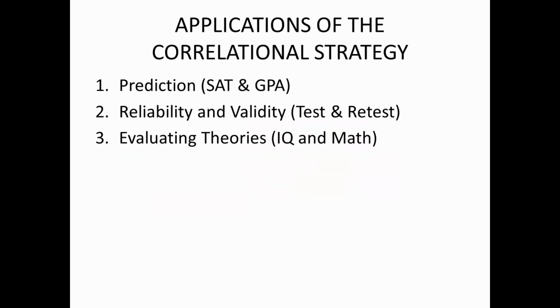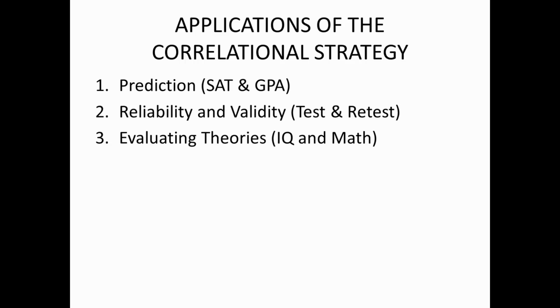Correlational research is used very frequently in education and has several applications. One main application is in prediction, one is for reliability and validity studies, and one is for evaluating theories. For example, you want to calculate the correlation between SAT and college GPA, and you want to be able to predict the student's success based on their SAT score. So if the correlation is high, you can predict that those who get a higher score in SAT are more likely to be successful.